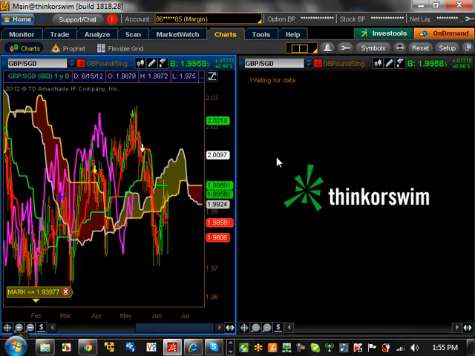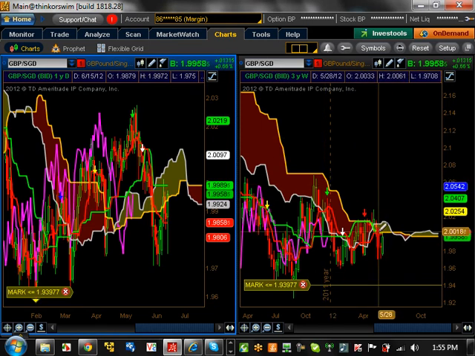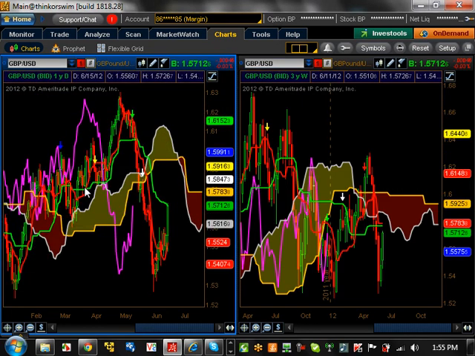Pound Singapore dollar, we'll look at this. There's nothing really going on, just consolidating. It's getting tighter and tighter and tighter. You notice the highs are making lower highs and the lows are making higher lows. So this thing's getting tighter and tighter. This thing's going to explode sooner or later. It's just a matter of when.